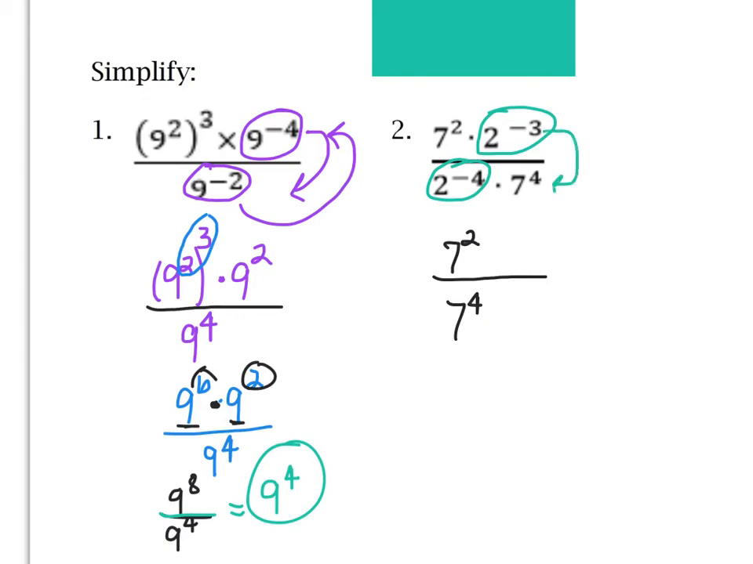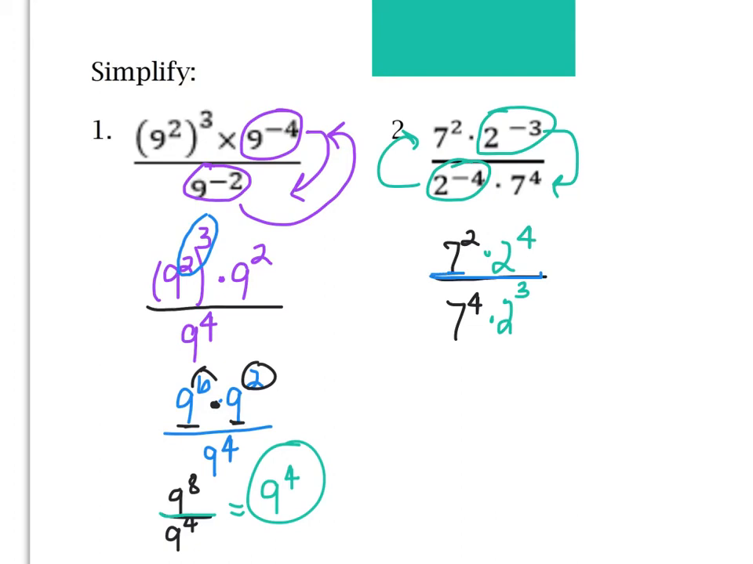2 to the negative 3rd is going to come down to the denominator as 2 to the positive 3rd, and 2 to the negative 4th is going to go in the numerator. I cannot simplify the numerator, and I cannot simplify the denominator. They are not like terms. I can, however, since I'm dividing with like bases, go ahead and simplify that by subtracting.